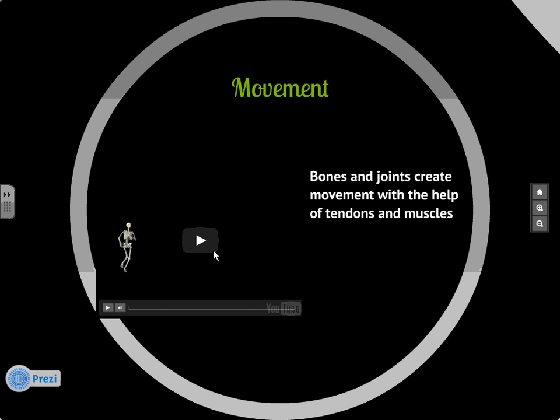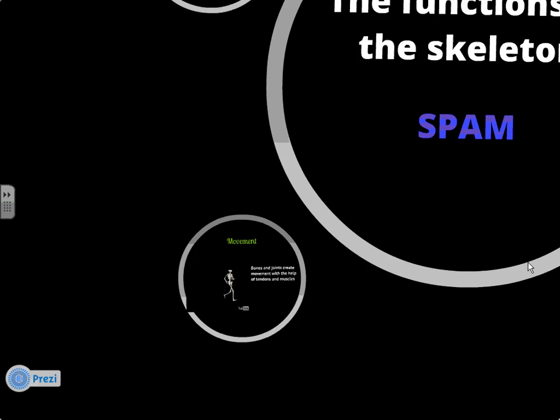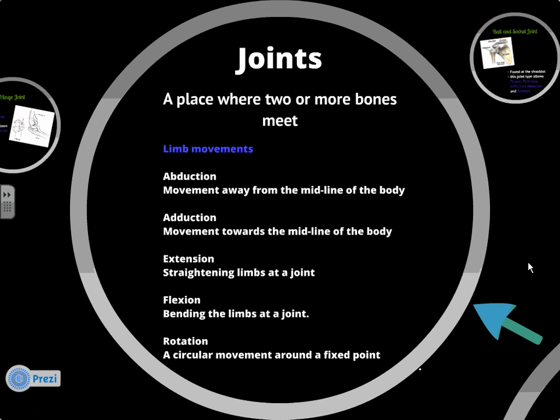Movement. Bones and joints work together to create movement in the skeleton. Tendons and muscles will also help with that function. Joints: a place where two or more bones meet.